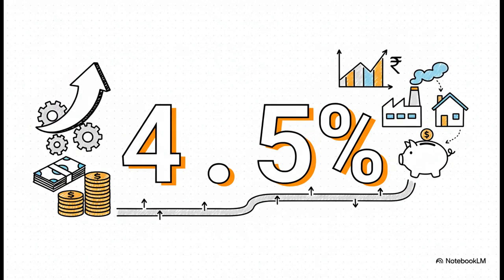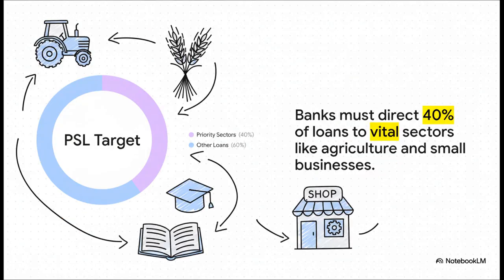And on the flip side, what if the economy is sluggish and needs a little push? Well, the RBI can hit the gas by lowering the repo rate. Now, borrowing becomes cheaper for banks. And what do they do? They're encouraged to lend out more money to businesses and to people like you and me, and that helps kickstart growth.